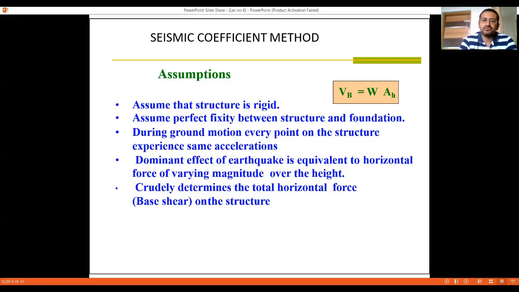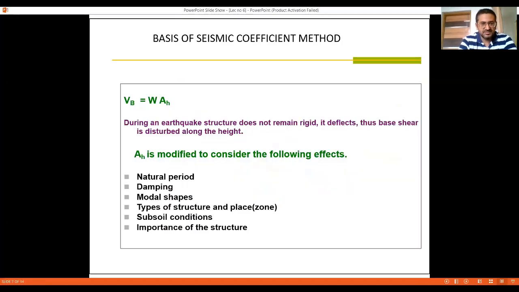But however, if we want to ensure that all these joints move by the same amount and undergo the same displacement, then the concept of rigid diaphragm comes into the picture, which we will be discussing later. The dominant effect of an earthquake is equivalent to a horizontal force of varying magnitude over height, and we determine the total horizontal forces on the structure. Now, VB is equal to AH into W. We have seen that during an earthquake, the structure does not remain rigid, it deflects, thus the base shear is distributed along the height.